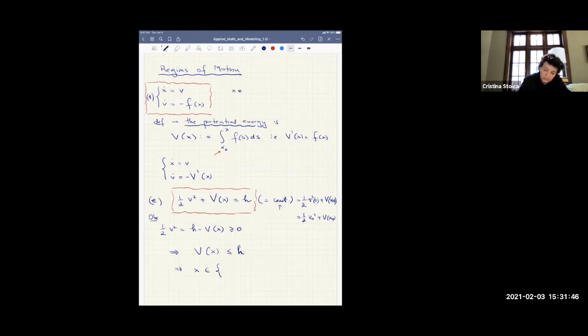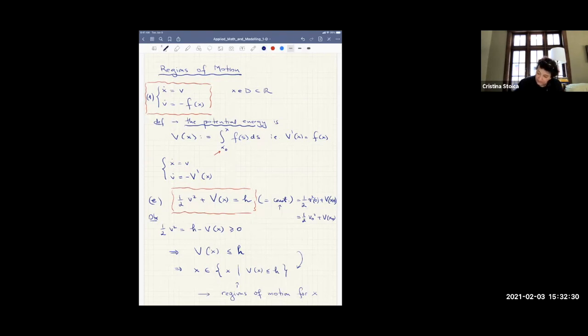From where we get that x belongs to the domain, in R or something, those values of x for which v of x is less than or equal to a constant. So you're going to say, well, you just wrote this one in a different way. Yeah, I know that I did. Now, this thing here will define the regions of motion. I'm going to call them like this for x.